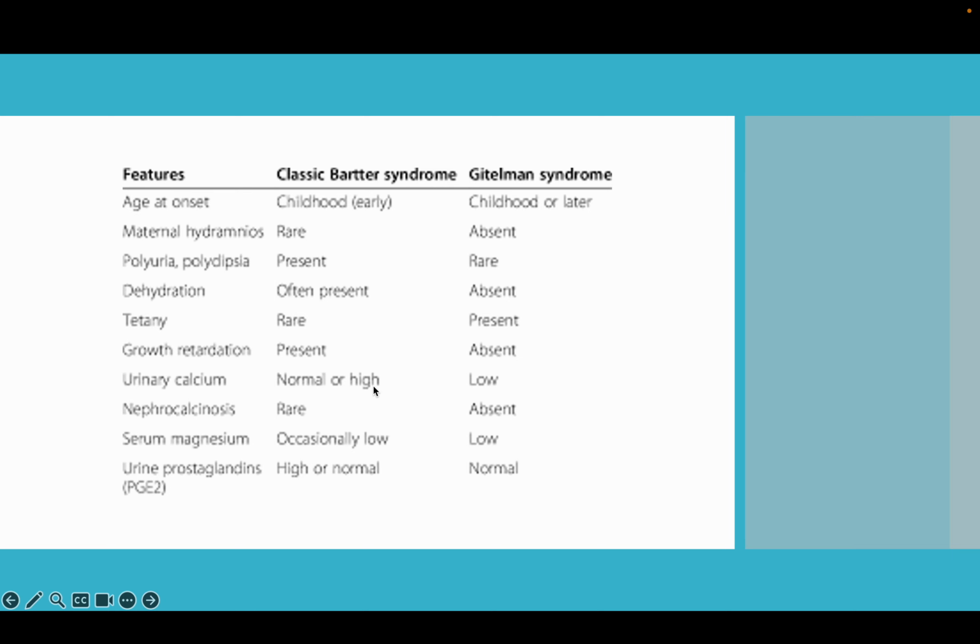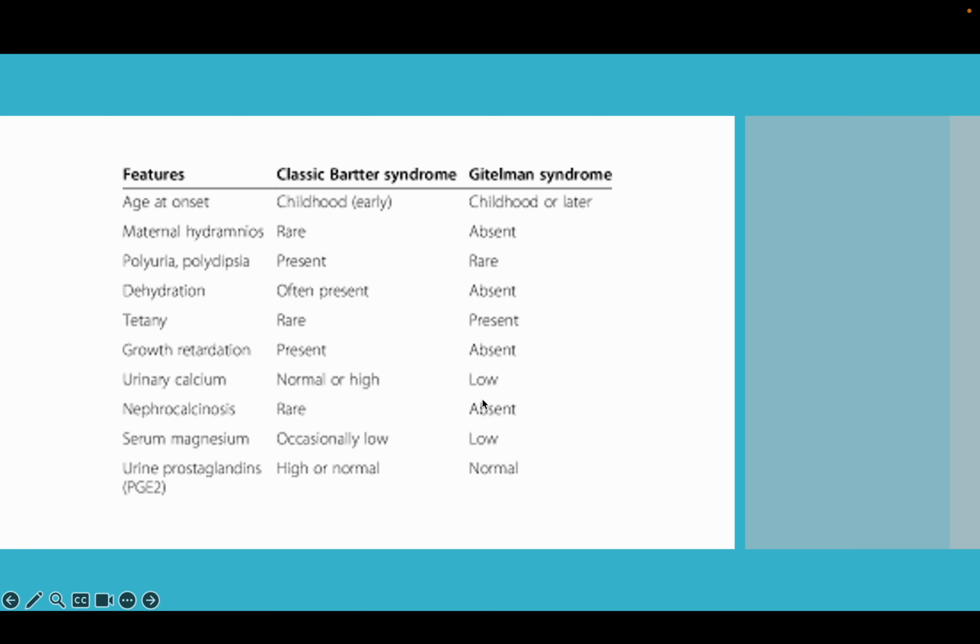Urine calcium is normal or high because calcium is absorbed in the thick ascending loop by the paracellular pathway. It is high in classical Bartter's. Generally urine calcium is low in Gitelman. In the evaluation also we learned the urine calcium creatinine ratio is high in Bartter syndrome and with loop diuretics, and low in Gitelman's and with thiazide diuretics. Nephrocalcinosis is rare in Bartter, present in type 5, and absent in Gitelman syndrome.